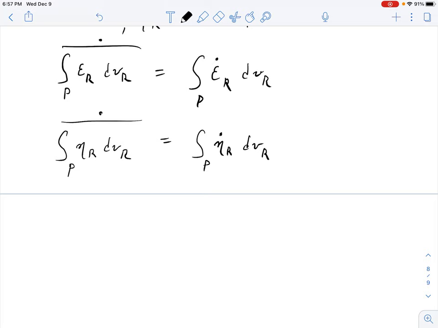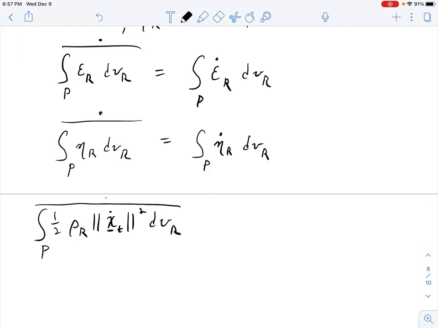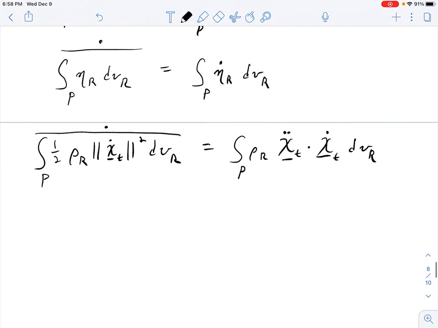And then for the kinetic energy, the time derivative of the integral of 1/2 rho_R magnitude of chi dot squared dV_R, time derivative of the whole mess, is equal to the integral over P of rho_R chi double dot dot chi dot dV_R. So from the divergence theorem, the first law is going to look like this.